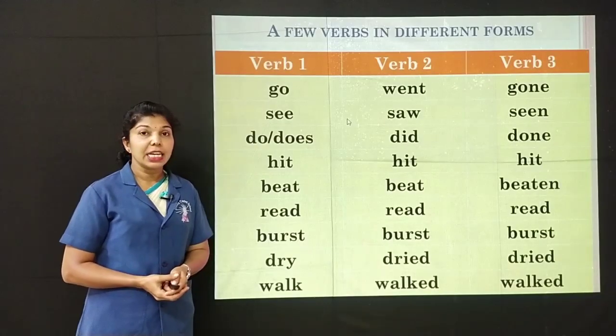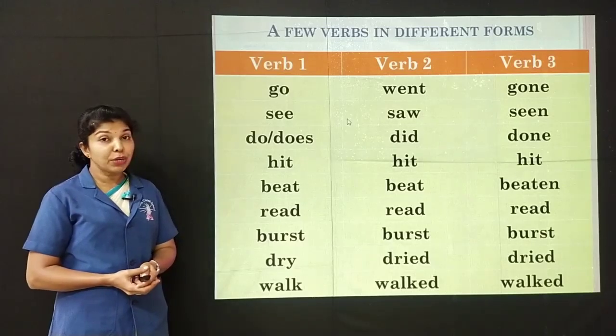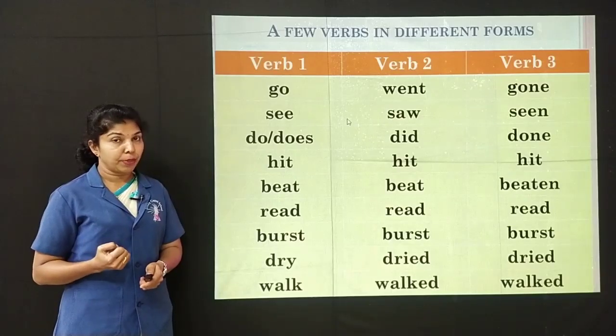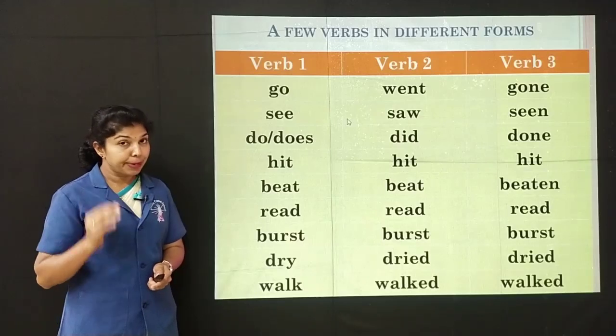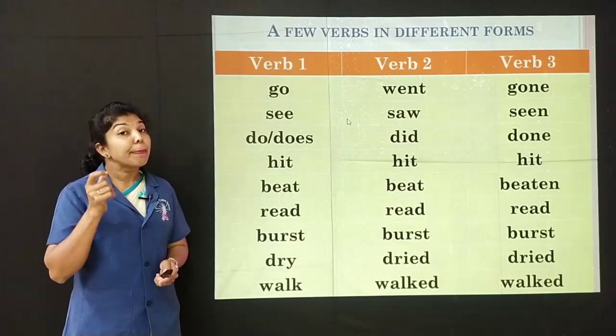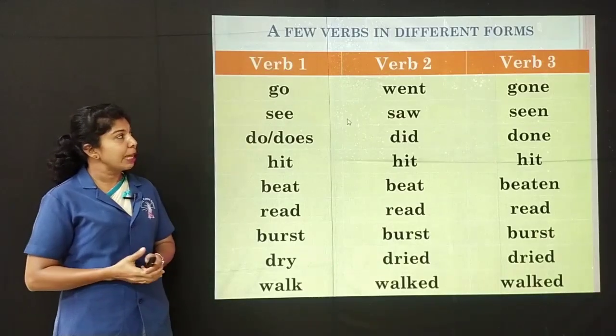Now let us see a few verbs in different forms. When I say different forms, you see here verb 1, verb 2, verb 3. Verb 1, verb 2, verb 3 is nothing but verb 1 is present tense, verb 2 is past tense, verb 3 is the past participle form of the verb. Let us see a few examples.